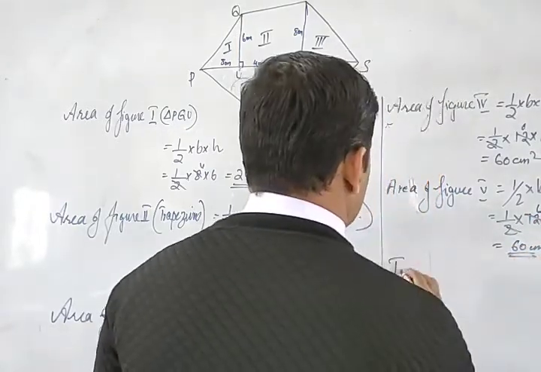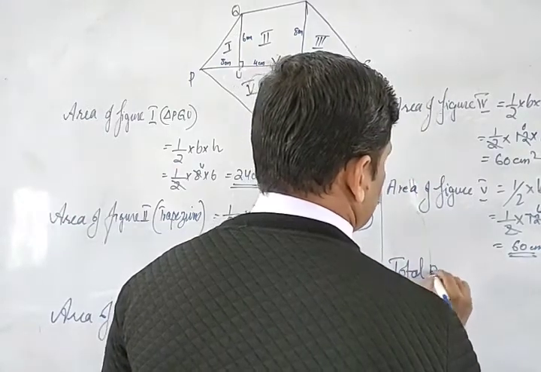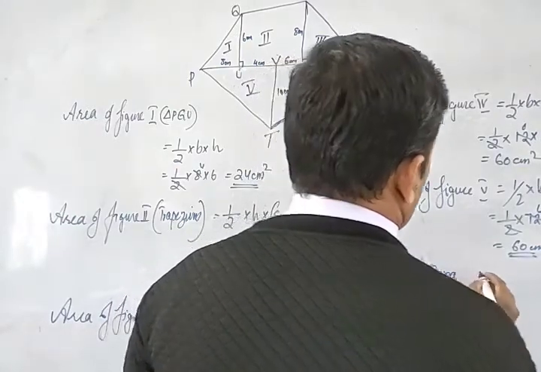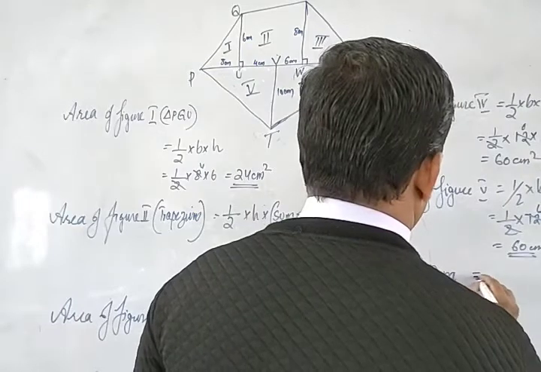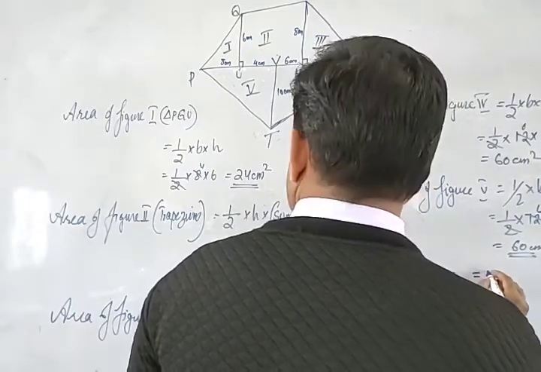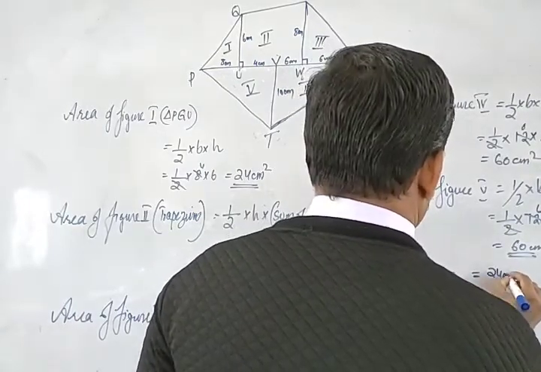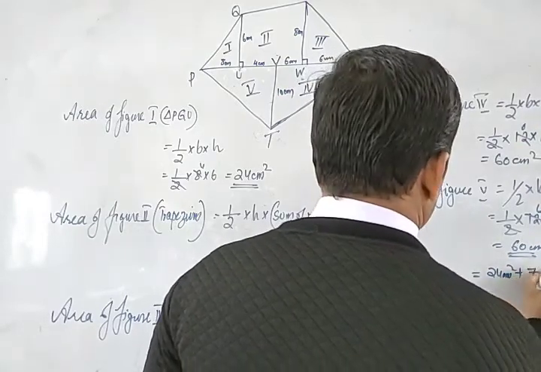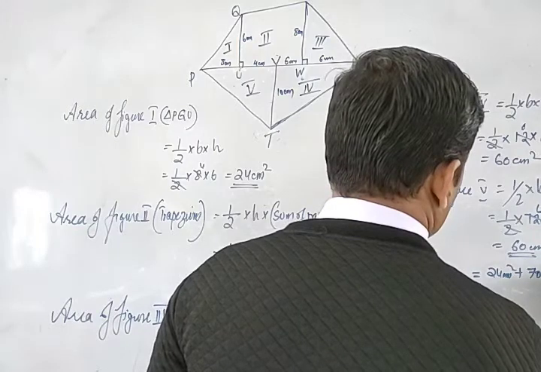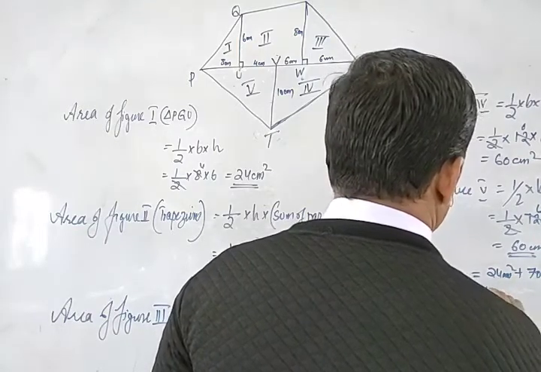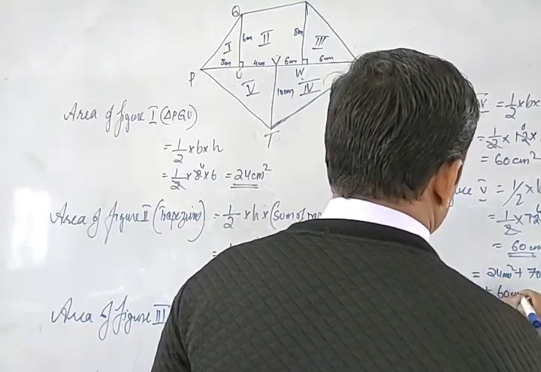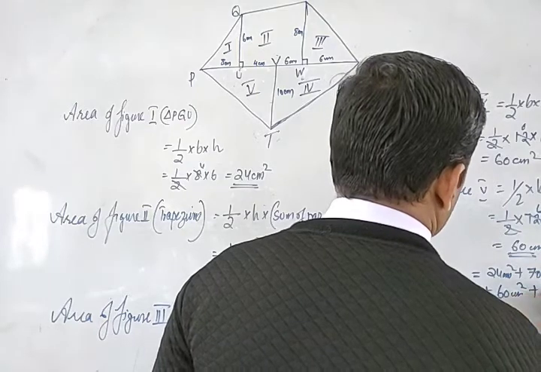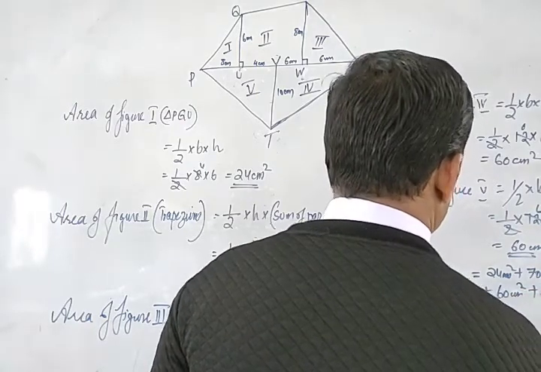So total area is 24 centimeter square plus 70 centimeter square plus 24 centimeter square plus 60 centimeter square plus 60 centimeter square. These are the areas.